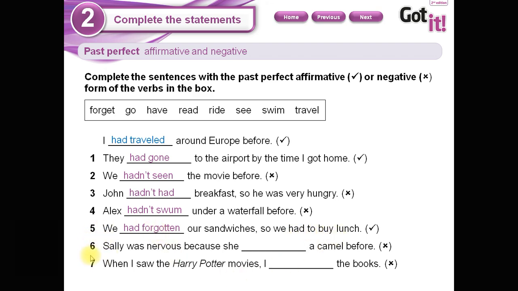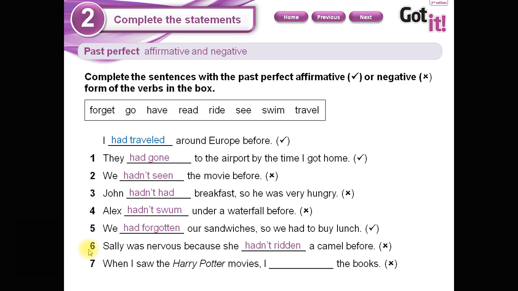Then in number 6, we have Sally was nervous because she blank a camel before. Okay? En este caso, I have to use this action, ride. That means montar o andar en. And the participle, you can look it at the end of your book. Sally was nervous because she hadn't ridden a camel before.